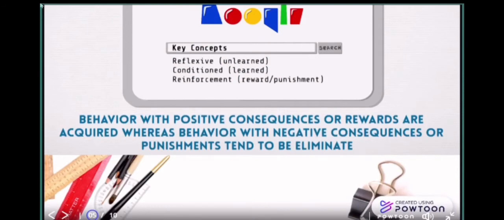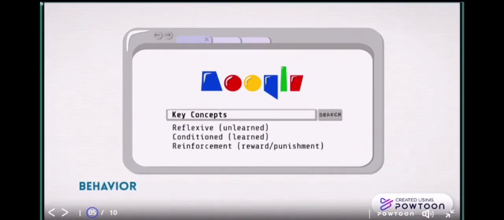Behavior with positive consequences or rewards is acquired, whereas behavior with negative consequences or punishments tends to be eliminated. The key concepts consist of reflexive, which is unlearned behavior. It responds to stimuli that are involuntary or unconscious. Next, we have conditioned, which is learned behavior. It refers to a type of associative learning where a stimulus becomes associated with a consequence. The last one is reinforcement, which is reward or punishment. This is the action or process of reinforcing or strengthening.